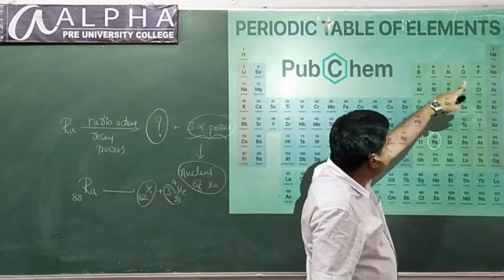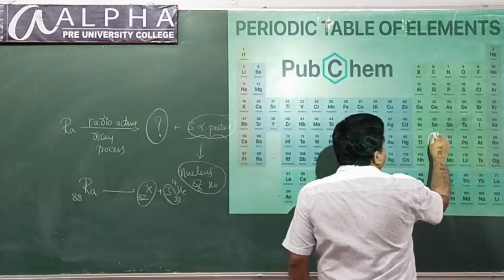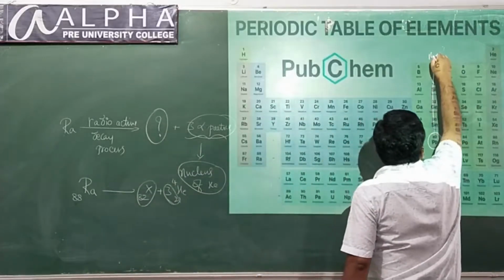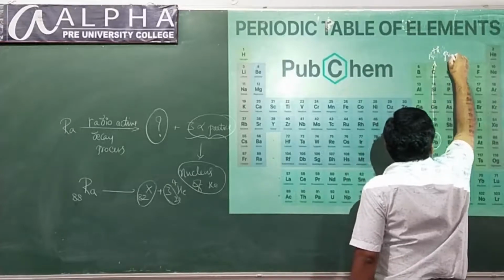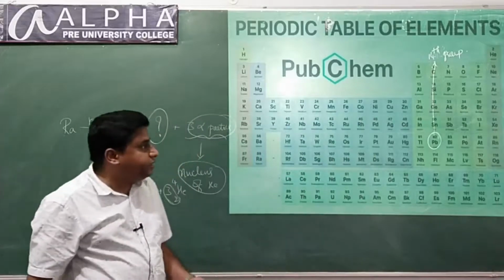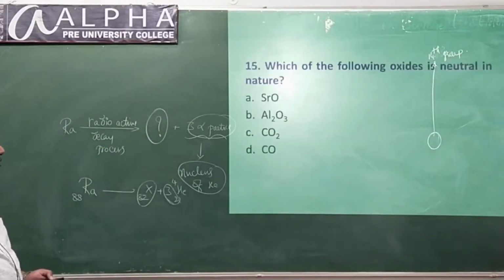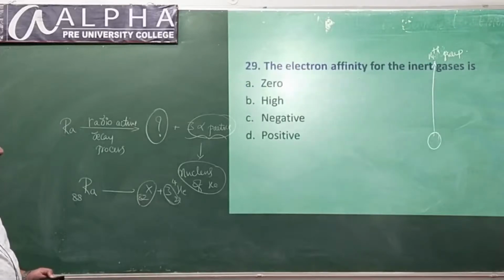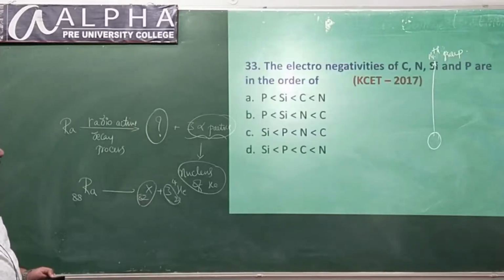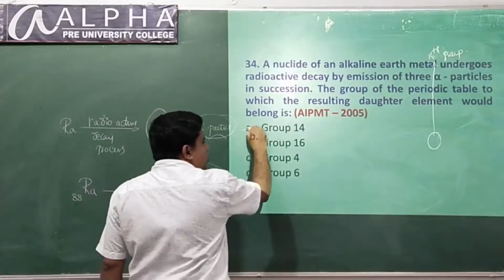And lead belongs to which group? Yes, carbon family. Carbon family means 14th group. Am I correct? 14th group. Now answer that question. So the resulting daughter belongs to group 14.